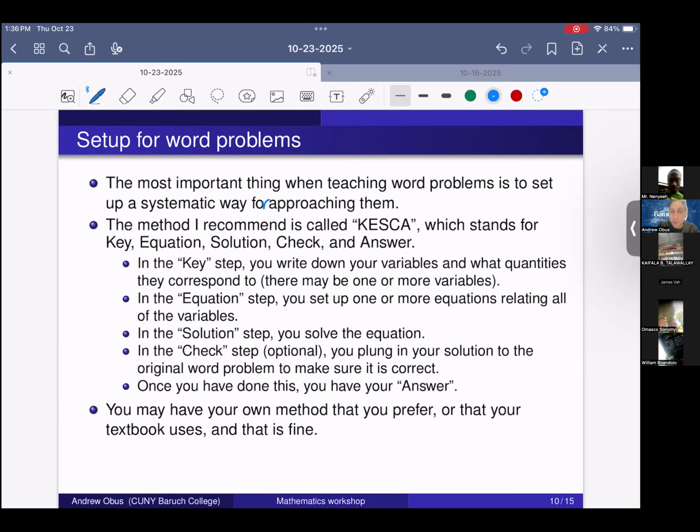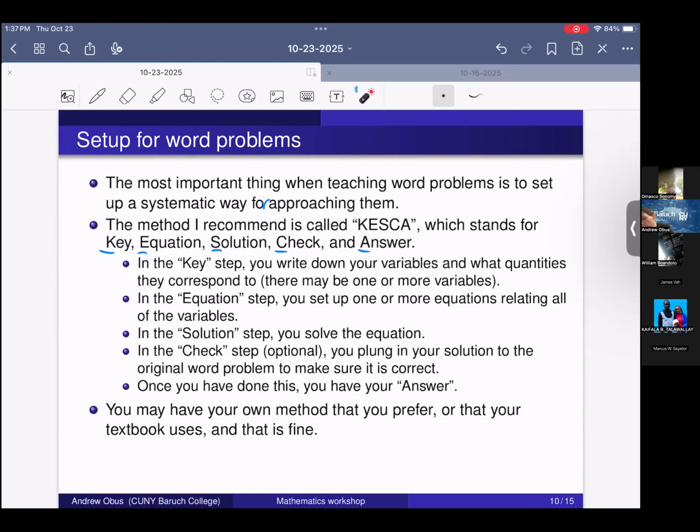Okay. And what is the systematic way? Different textbooks do different things. The one that I learned, which I like, is called KESCA. You may have your own way. You may have a book that has your own way. I'll teach it this way because I've learned it, but I'm not going to say it's the only way, but I think it's a good way. It stands for key, equation, solution, check, answer. So what is the key step? The key step is you write down what your variables are and what quantities they correspond to. Maybe everything is in terms of one variable. Maybe there's more than one variable.